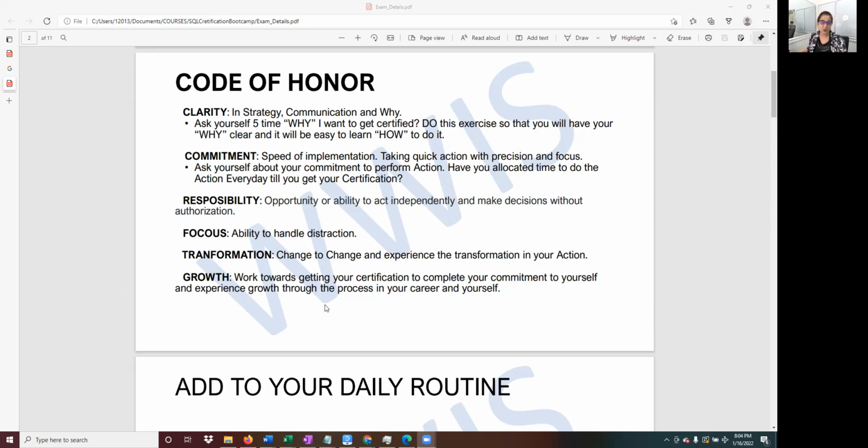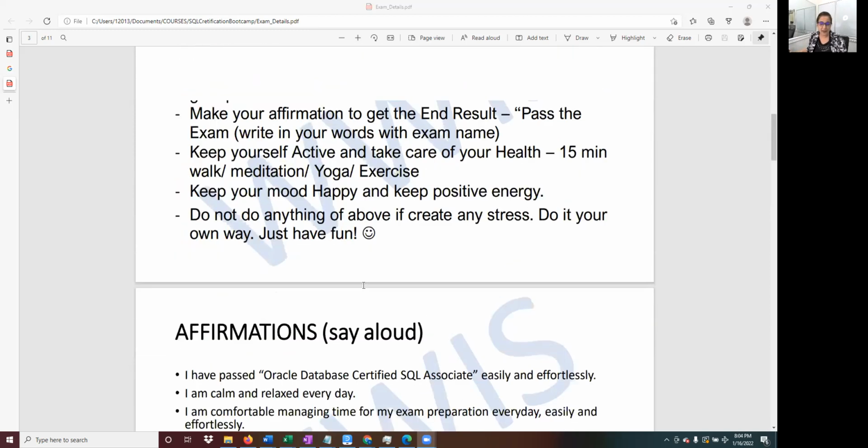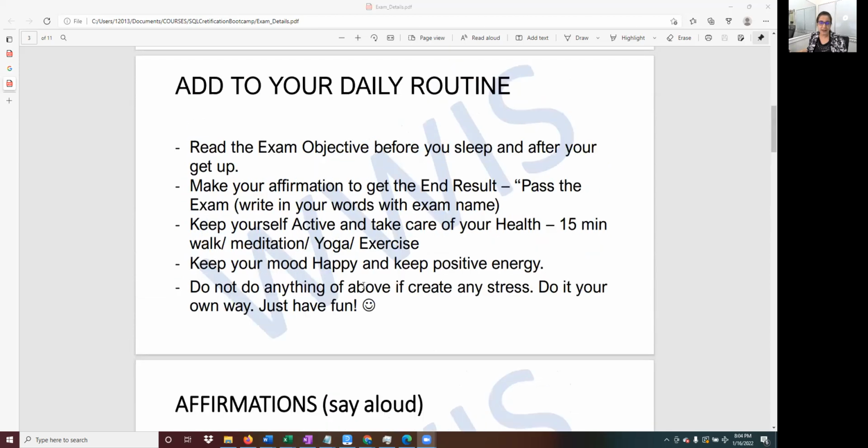And then the growth. All of us are growing together, and whatever transformation happens, we are going to experience that growth together. So as suggested, add the daily reading of the exam objectives to your routine, add your affirmations, take care of your health, be happy, have positive energy. If anything negative happens, any distraction happens, somebody says something, or some social commitments come up, adjust a little bit in some places.